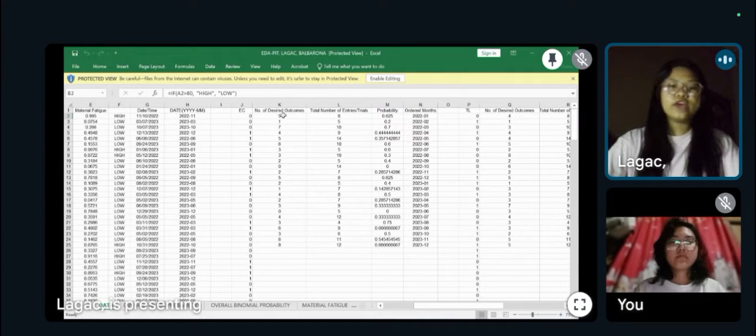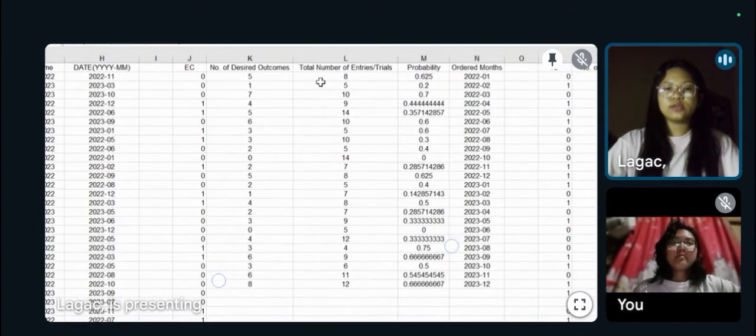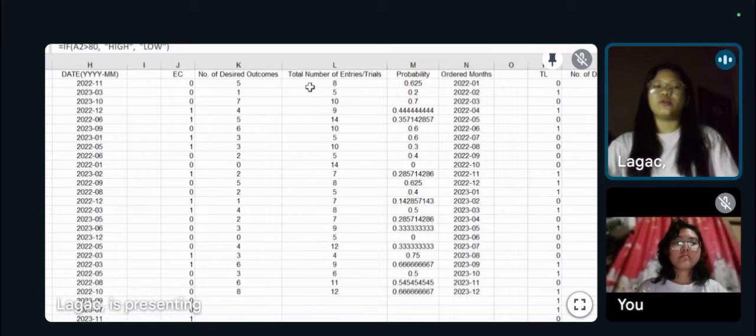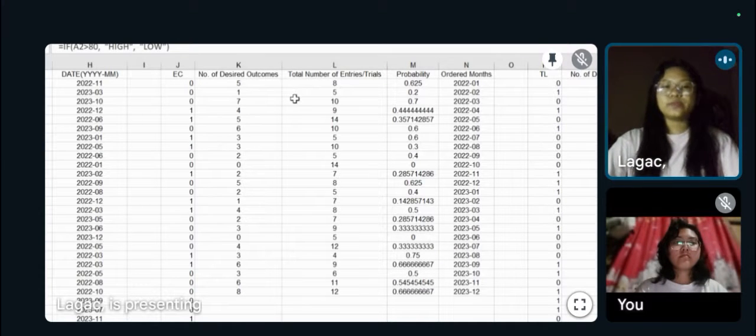Now, to get the probability, the formula for probability is the number of desired outcomes over the total number of entries, or we just have to divide both of this data. So we have this result. Now, we just have to repeat this procedure for traffic load and material fatigue.